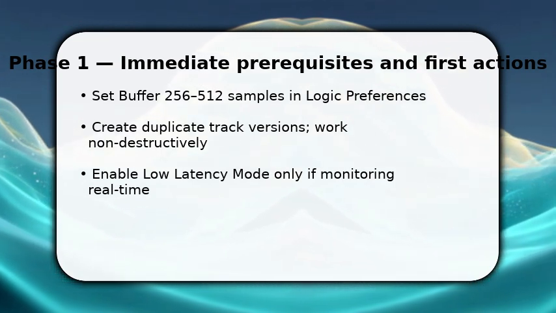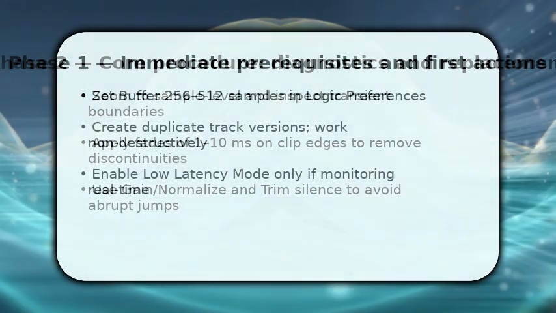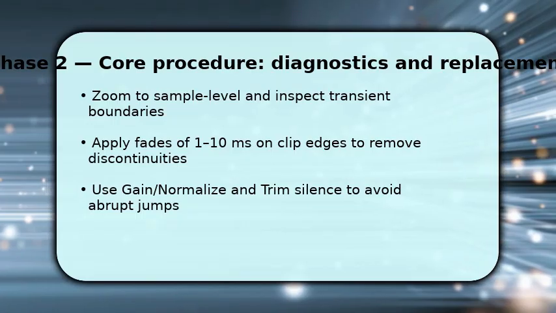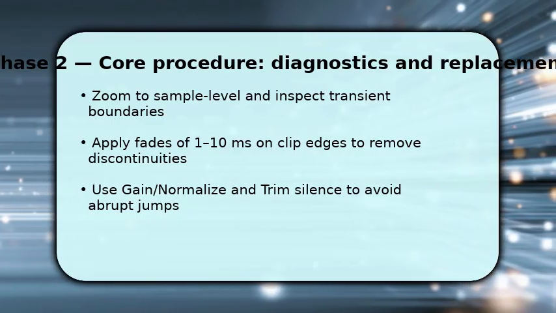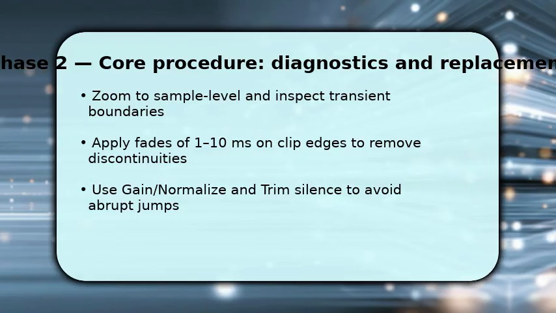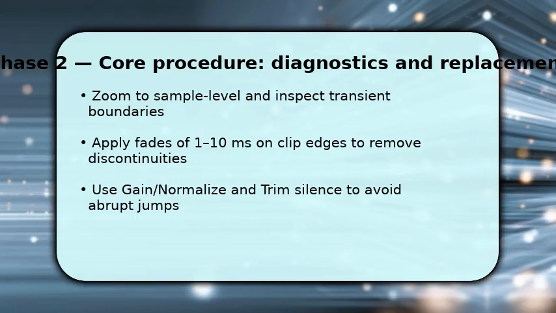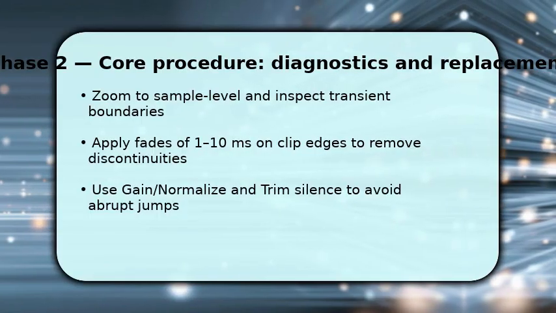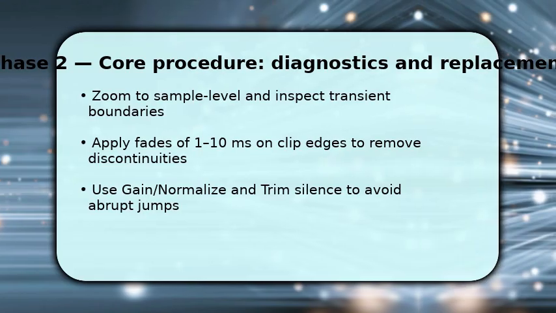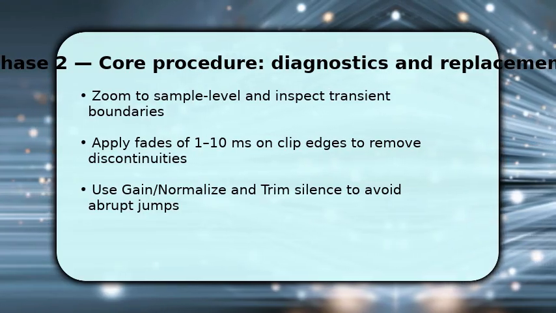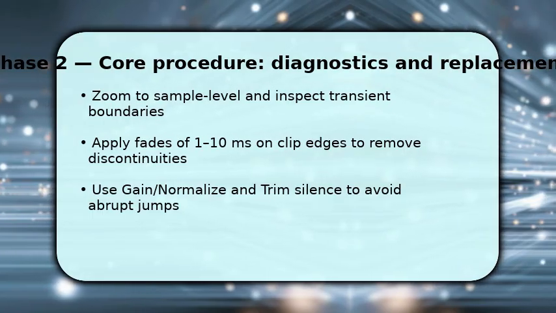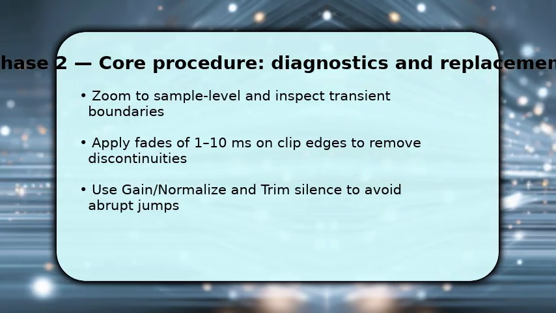Now you inspect and repair the waveform itself. Zoom to the sample level and scan boundaries where clips splice. Tiny discontinuities create clicks. You should apply short fades, between 1 and 10 ms, at every edit to smooth transitions. When you spot DC offsets or abrupt level jumps, use the Gain plugin or Normalize to bring levels into line, and trim extra silence so sudden transients aren't exposed. Doing this reduces the physical causes of clicks before resorting to restoration tools.